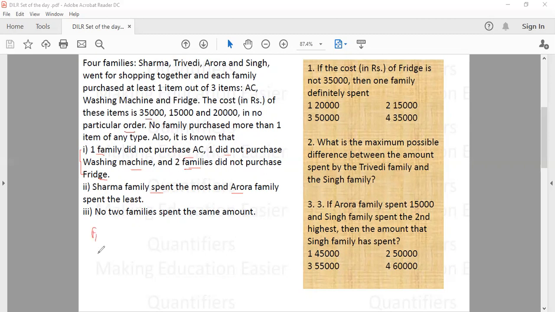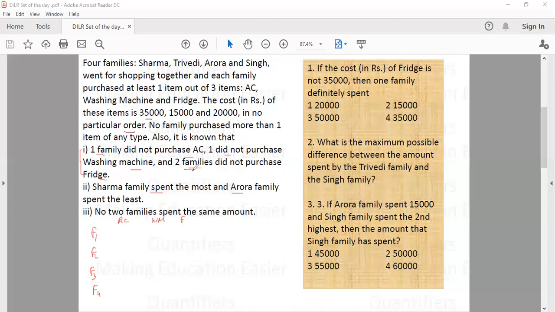Let's say family F1, F2, these are the families. AC, washing machine and fridge. Now it's written that 2 families did not purchase the fridge. So I have just given the names F1, F2, F3, F4 to the families. I'm not saying which family is the Singh family, which is the Arora family or Trivedi family. That will be the different case. But up to this point, I'm just considering the various possibilities.